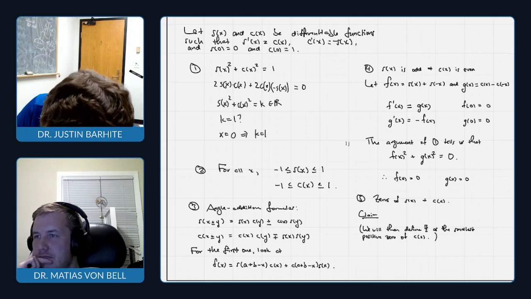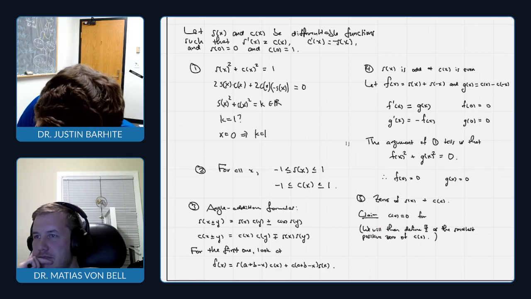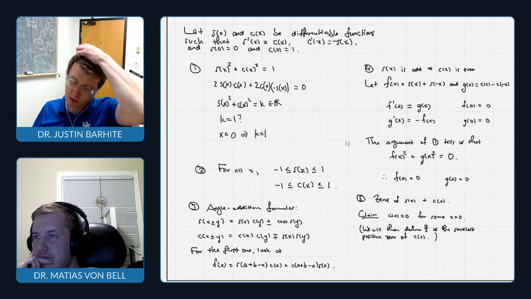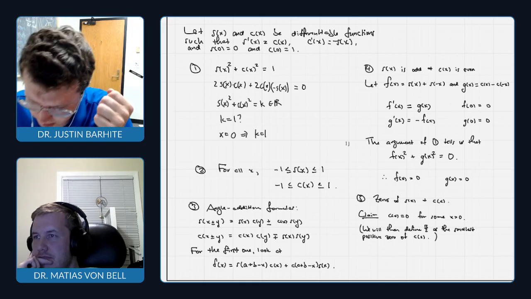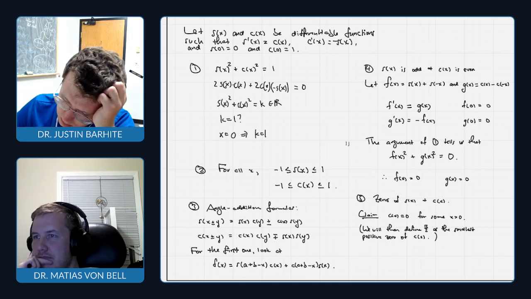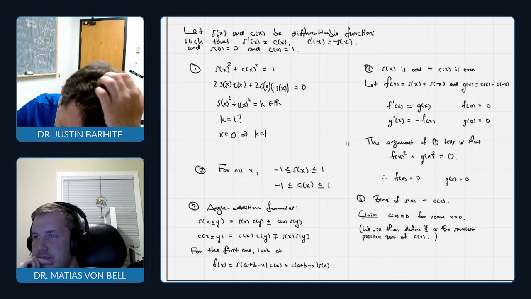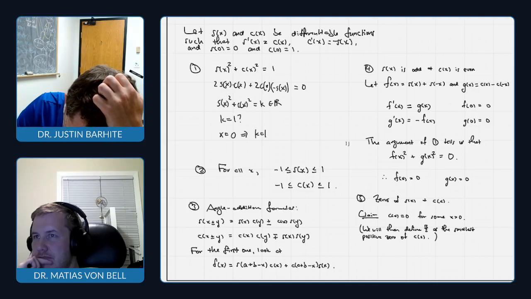Okay, so claim: c of x equals 0 for some positive x. I'm going to argue this by contradiction. Oh, we're out of space. So let me erase the left-hand side.